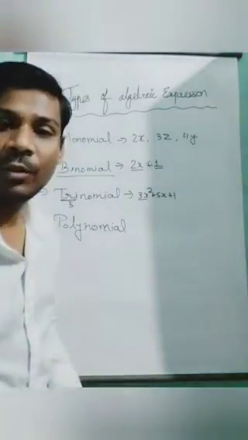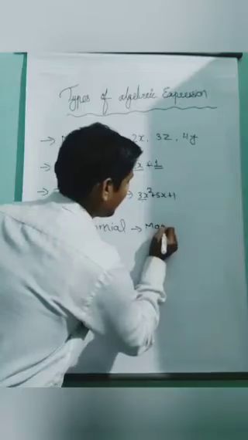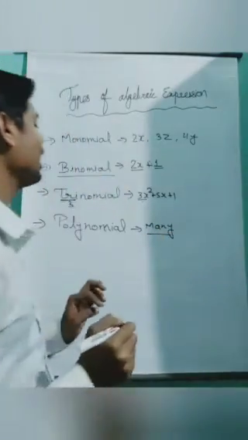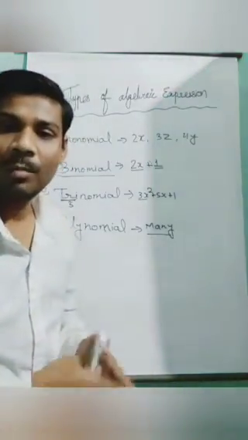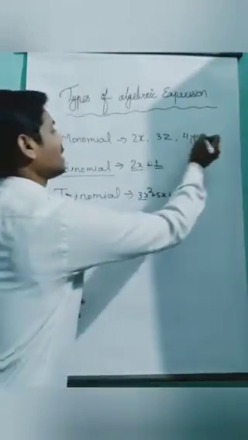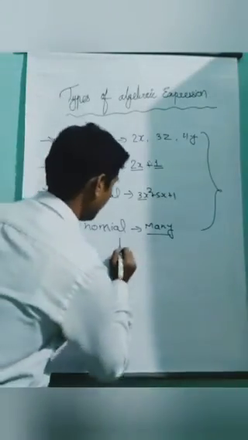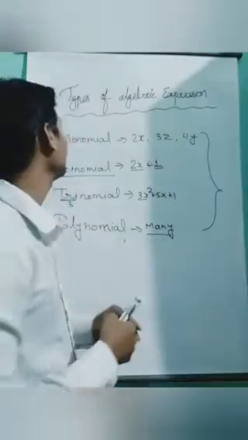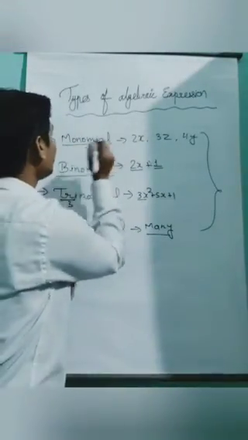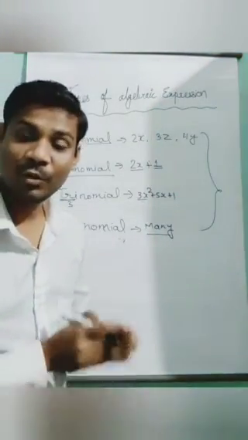Now polynomial. Poly means many, so we can say that many terms together are called a polynomial. So these terms are called a polynomial. In a polynomial we can say that these three things, monomial, binomial and trinomial, are included.